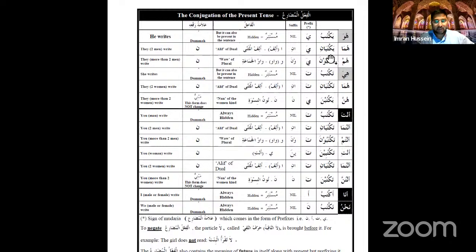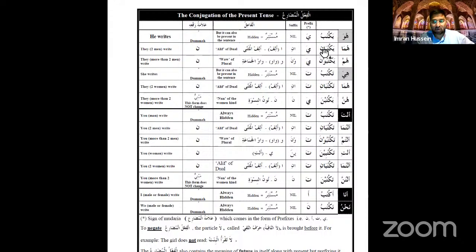Now yaktubani, the ya is the sign of the present tense. Alif and the noon with a kasra. Alif is the sign of dual.